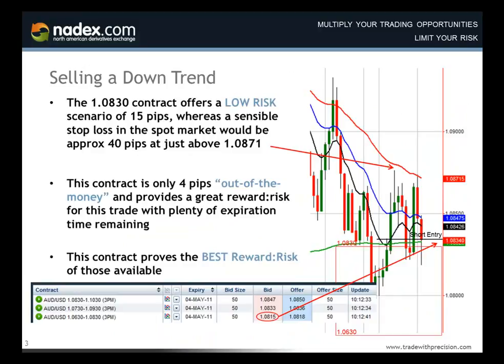Let's look at another example of a short downtrend on the Aussie dollar. In this case, we have a few contracts to choose from if we want to get short on this trade. The 108.30 contract that I have circled here offers a fairly low risk of 15 pips, where if you're actually trading the Aussie dollar on the spot market, you'd be looking at a 40 pip stop just above the 108.71 as your nearest stop loss placement.